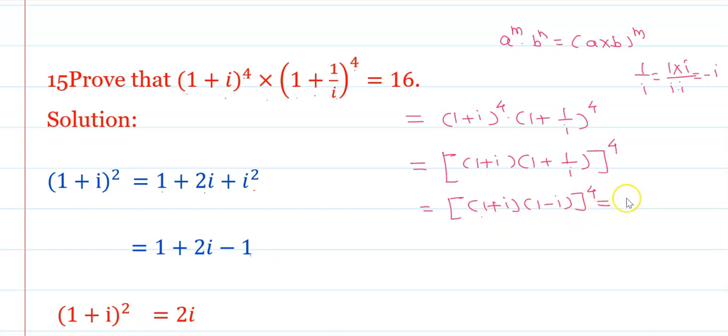What you will get? 1 square minus i square, and overall this bracket is raised to 4. 1 square is 1, minus i square. i square is minus 1, and minus and minus will become plus 1. Here is a plus 1, and this bracket is raised to 4. Means what? 2 raised to 4, and hence you are getting 16 as the answer. Hence it is a proof.